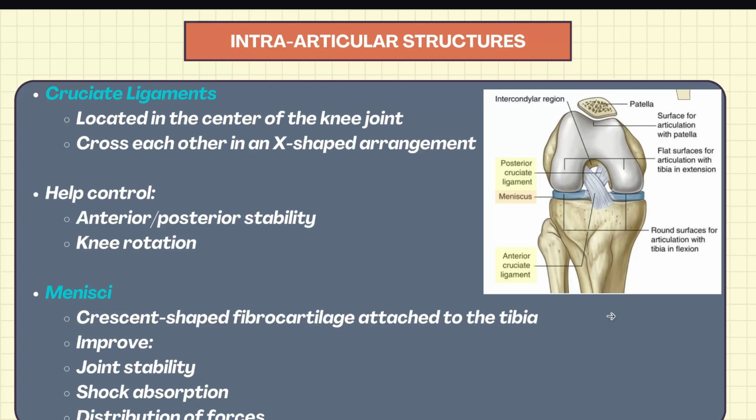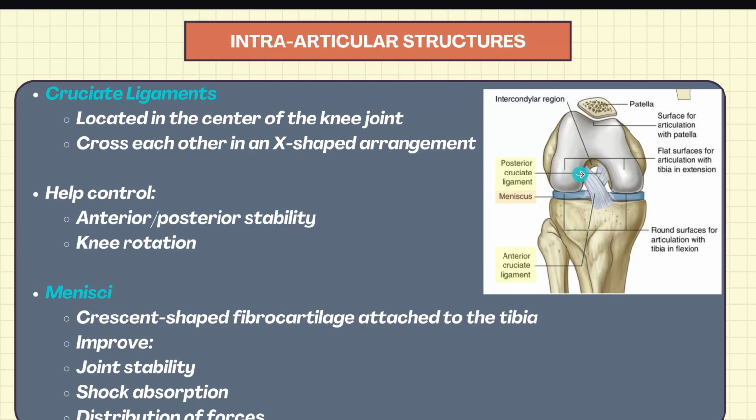Now we talked about the extra-articular structures. Now let's talk about the intra-articular structures. These intra-articular structures are really important to know. You have the cruciate ligaments, which are located in the center of the knee, and they make a cross, an X shape. So you could probably tell from here, this is going to be the ACL, and this is going to be the PCL.